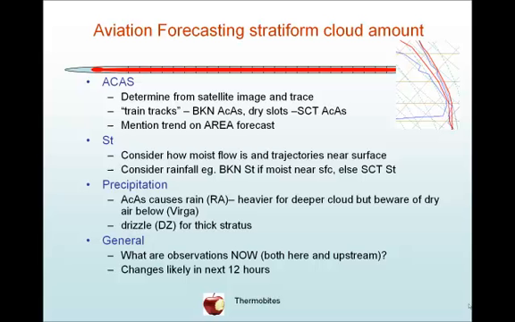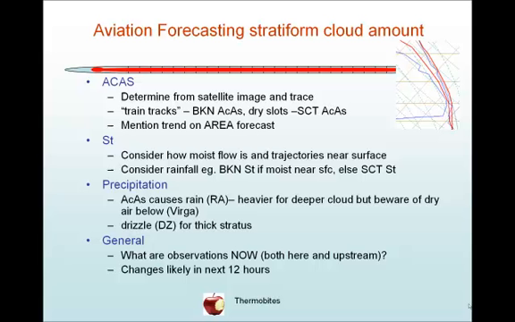But again, you want to match what you see from the local trace with the broader scale, that is, with the satellite image. It's always useful to mention the trend of the cloud, the ACAS amount, on an area forecast, and let pilots know where cloud is going to be and whether or not it's increasing or decreasing in amount.